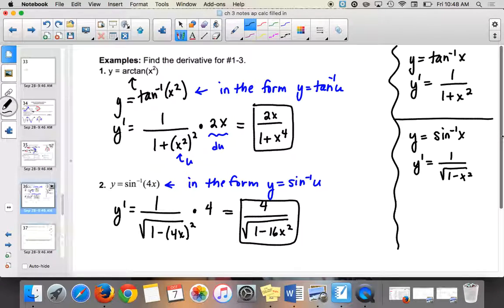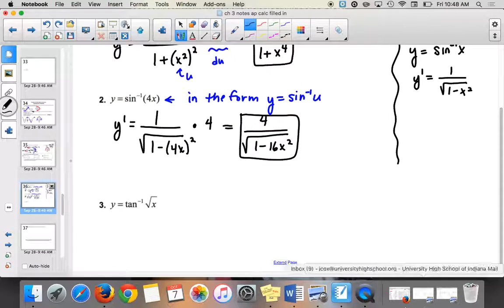All right, so number, oh, did I skip 3? Was there a 3? Yeah, okay. I always forget to scroll down. All right, so think about this.